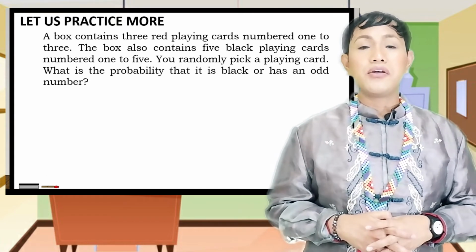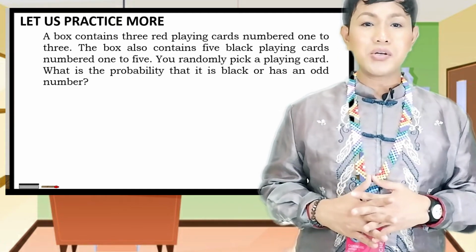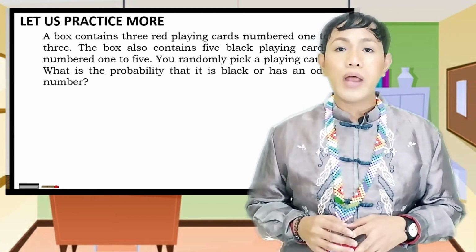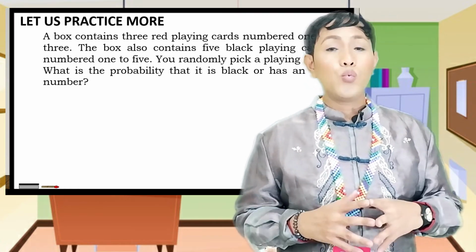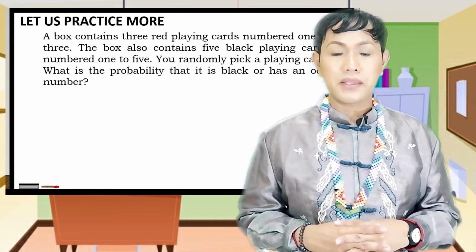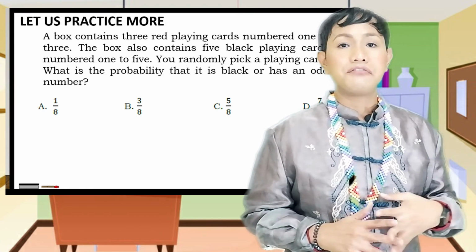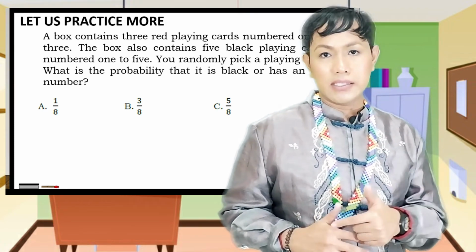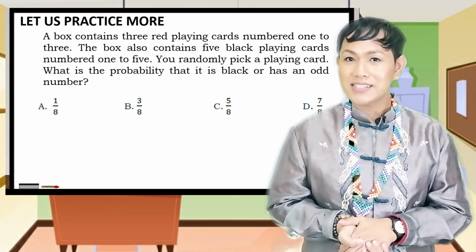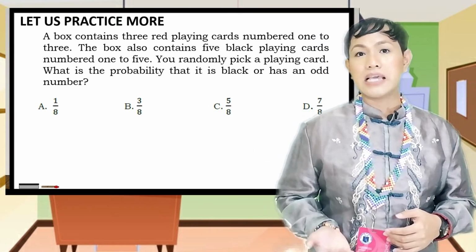A box contains 3 red playing cards numbered 1 to 3. The box also contains 5 black playing cards numbered 1 to 5. You randomly pick a playing card. What is the probability that it is black or has an odd number? Is it A, 1/8, B, 3/8, C, 5/8, or D, 7/8? What is your answer? Let us see if your answer is the same as mine.